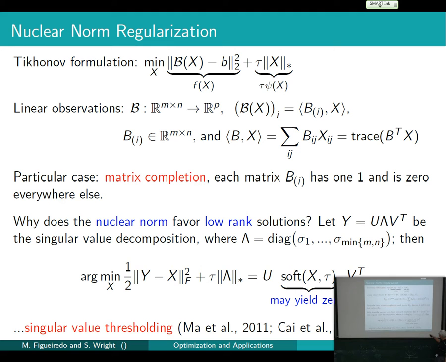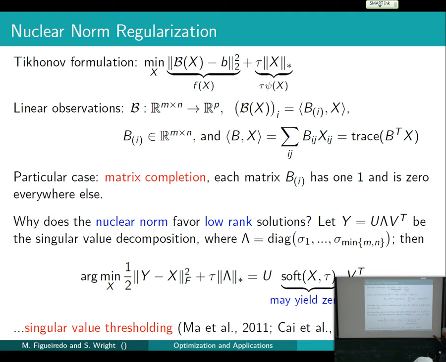I'm thinking this should be a gamma, and that should be an x here, because it turns out you can write down the closed form solution of this problem. X is the closed form solution of this minimization over x. It's just the matrix you get by taking the same orthogonal vectors u and v, but you replace the matrix in the middle by the soft thresholded version of the matrix.